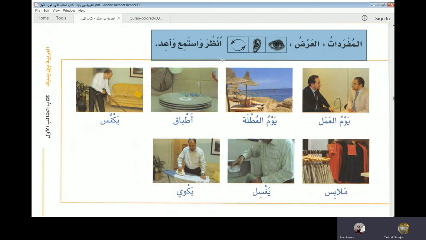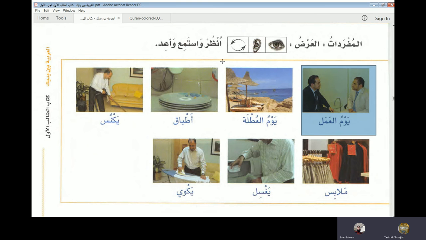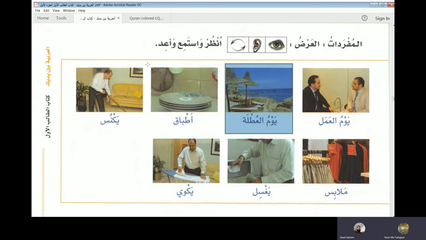Okay. And that's al-mufradat, al-ard, and that's a vocabulary presentation, right? Yeah. Look, listen, and repeat. Yawm al-amal, which is a work day. Yawm al-utla, which is holiday.